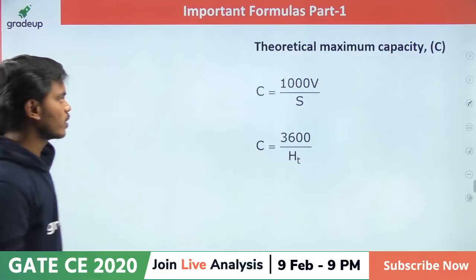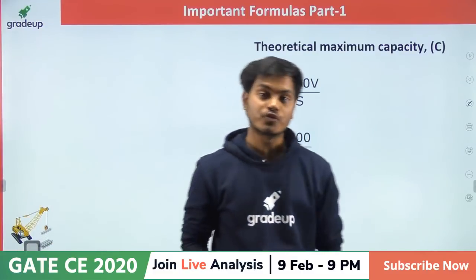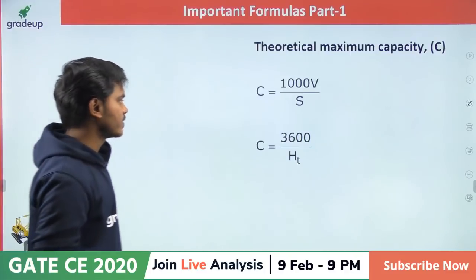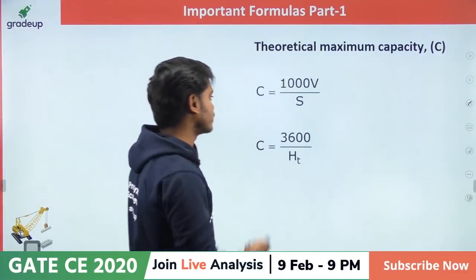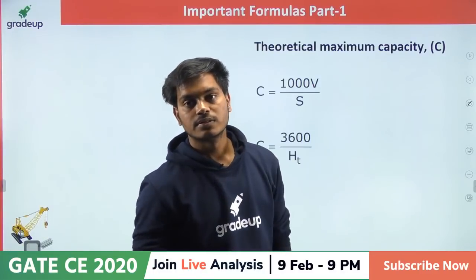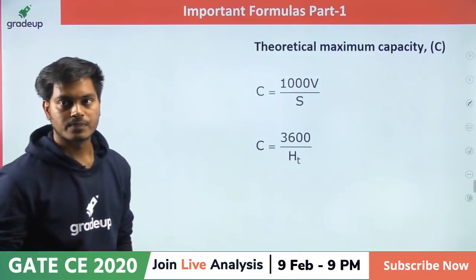Let's move to the very favorite chapter of most of you, which is traffic engineering. All right. So in this you have to remember certain values. Capacity is 1000 V by saturation. C is equal to 3600 by head. Yes, perfect. Clear है, सबको clear है.